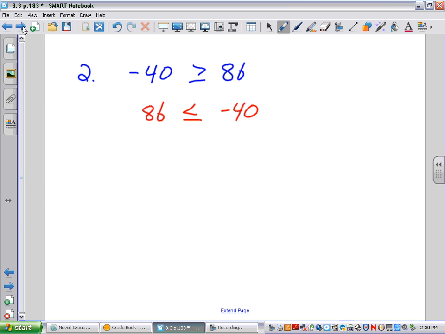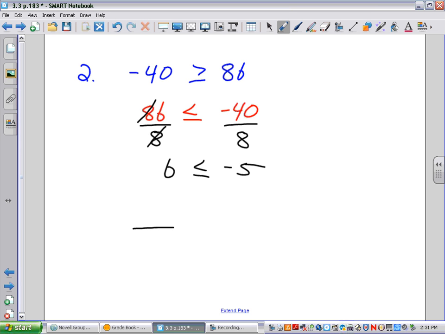Now we're ready to solve. We do that by dividing by 8. So my 8's are gone. They become 1. I get b is less than or equal to negative 40 divided by 8. That's negative 5. So I just solved it.